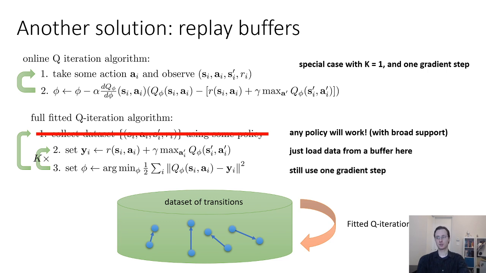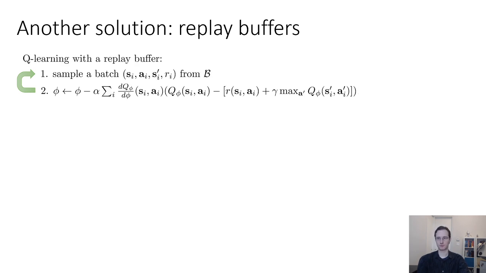So we could still take one gradient step in step 3 if we want, and then we get something that looks a lot like online Q-learning, only without the data collection. So if we take one gradient step, then we're basically just alternating between computing target values for our transitions and taking a gradient step for our transitions. So this gives us this modified version of the Q-learning algorithm with a replay buffer.